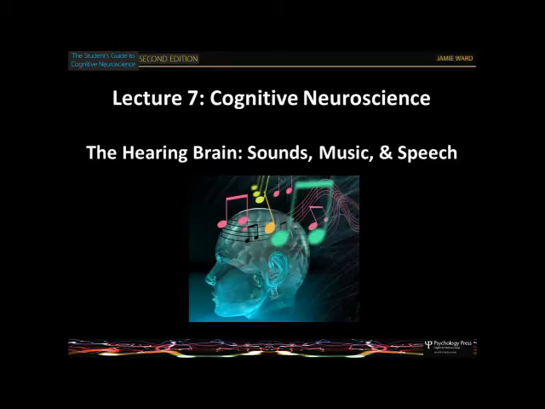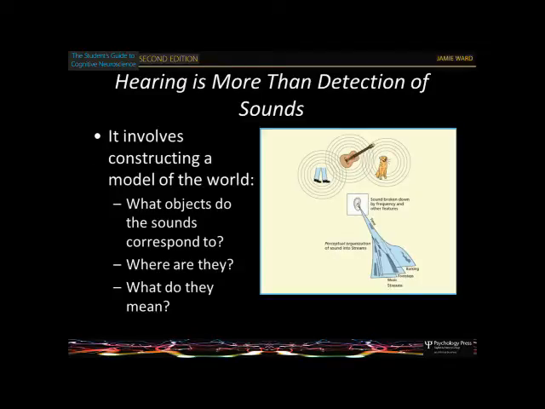First part, I'll talk a little bit about hearing in general and music in particular. And for the second part, I'll talk about hearing words, so spoken language. So, as with other sensors, our sensors aren't just there to detect things that are in the environment. They're there effectively to construct a model of what is out there in the environment.